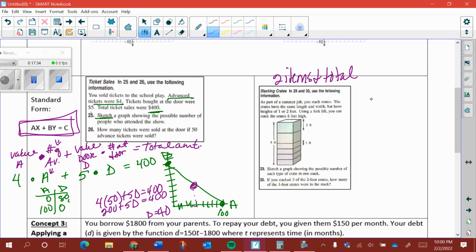My total is 8. So I'm going to say a value of 1. In this case, it's going to be the size of 1. Size of A times number of A plus size of B times number of B equals total. So as I write this, I'm going to call my 1-foot ones my A, and my 2-foot ones are going to be my B. So 1 times A plus 2 times B gives me my total 8.